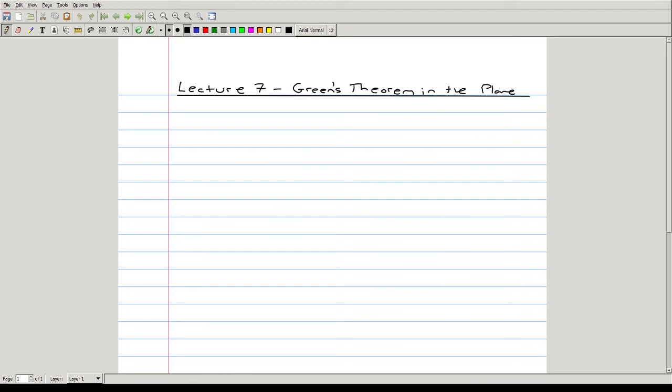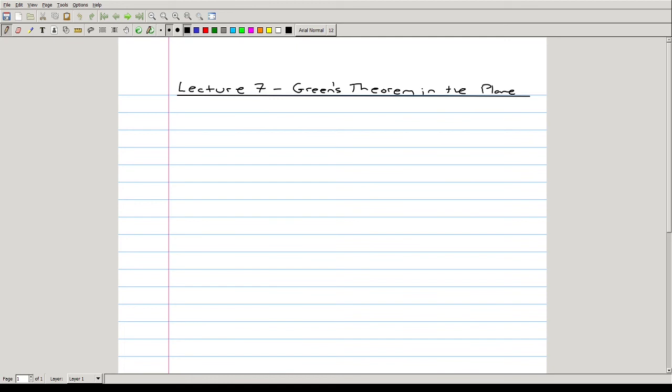Today's lecture will be on Green's theorem in the plane, which is one of the most important integral theorems, and as we'll see has several different extensions to 3D. So Green's theorem in the plane is exactly what it sounds like. It's going to be in the plane, or in 2D, for a two-dimensional vector field. So let's get into this.